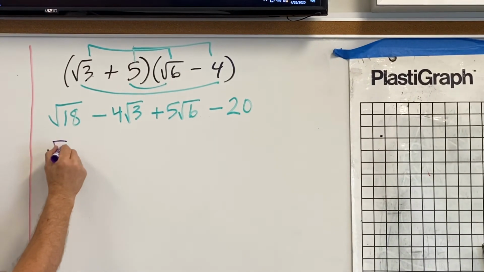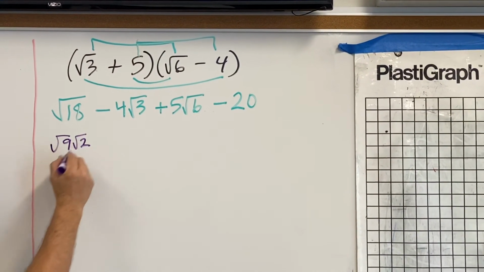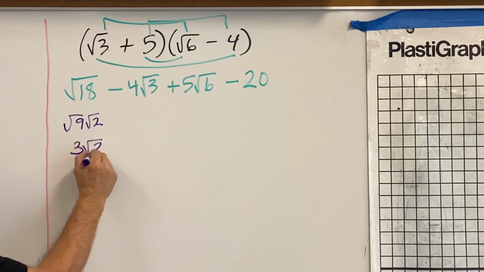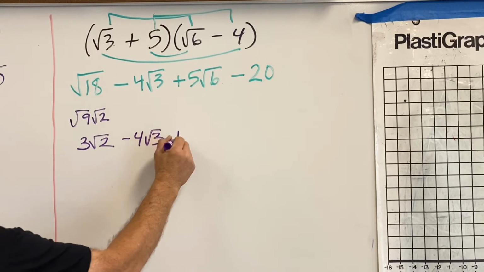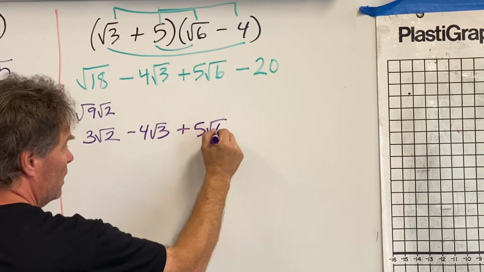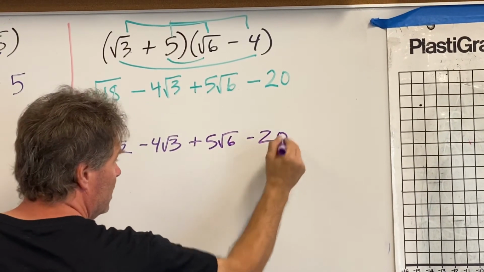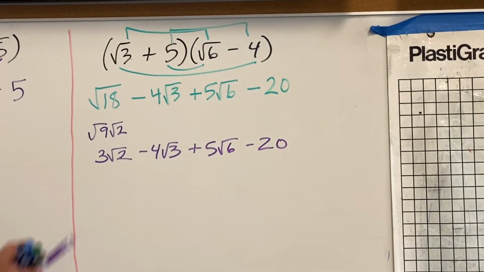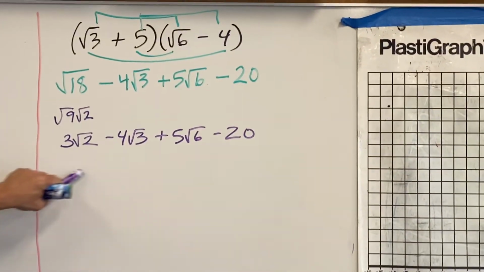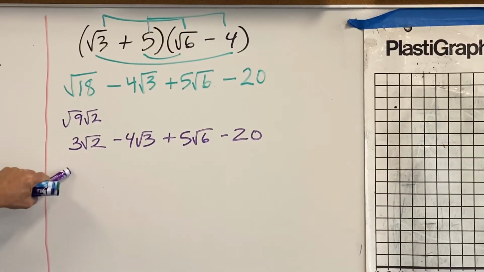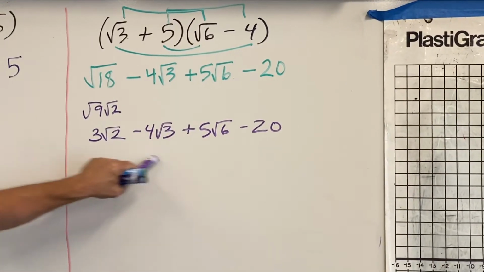It's going to be square root 9 times square root 2, which is 3 root 2, minus 4 root 3, plus 5 root 6, minus 20. Okay, none of that combines together.